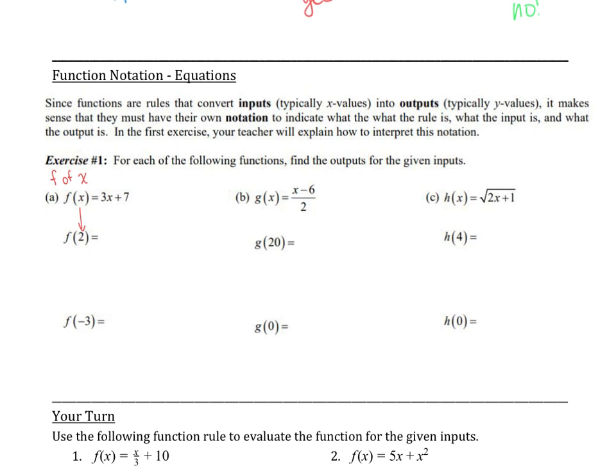So what I do with that is I plug it in for my x. That makes sense because basically I'm replacing this x inside the parentheses with the 2, which means I just need to plug in the 2 for the x. And all I'm doing now is just solving this out. Pretty easy. We've done this before in the getting ready for equations unit. So 3 times 2 is going to be 6. 6 plus 7 is going to give me a 13. So my final answer would be f of 2 equals 13.